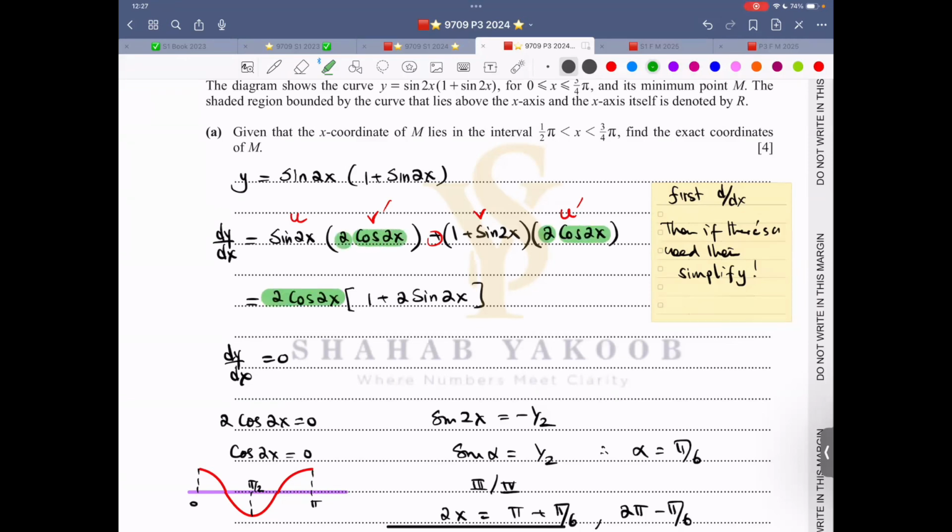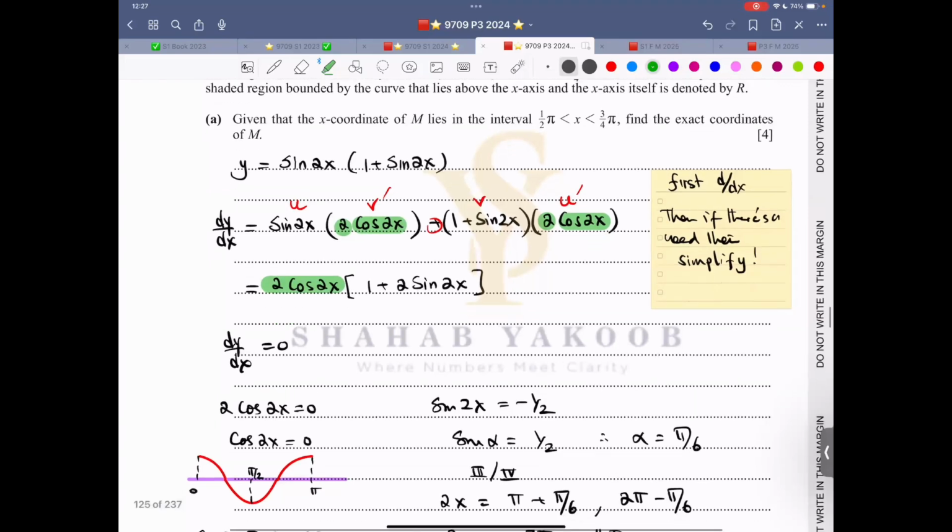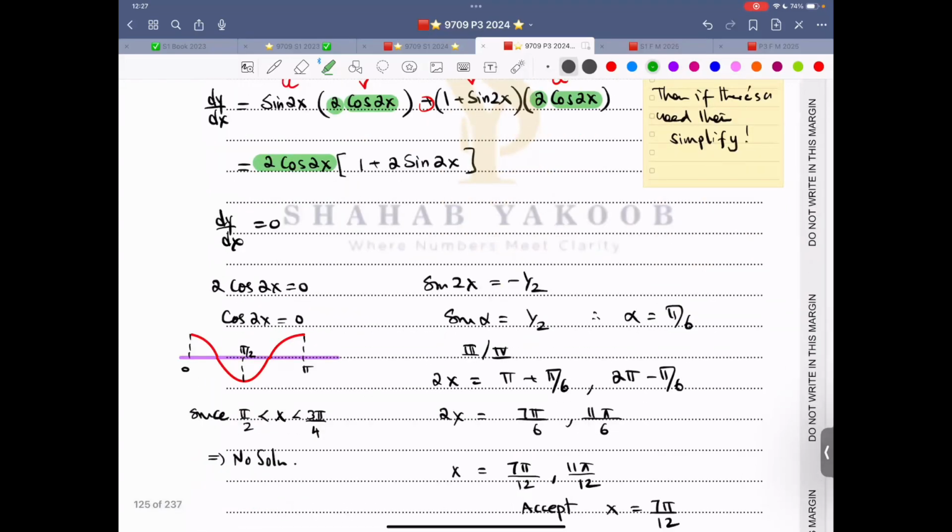I took this whole thing common out. I'm left with this: dy by dx equals 0. That means 2 cosine 2x is equal to 0. Cosine 2x is 0. That means 2 cycles in 360 degrees. Therefore, I just drew one cycle in 180. So 180 is pi.